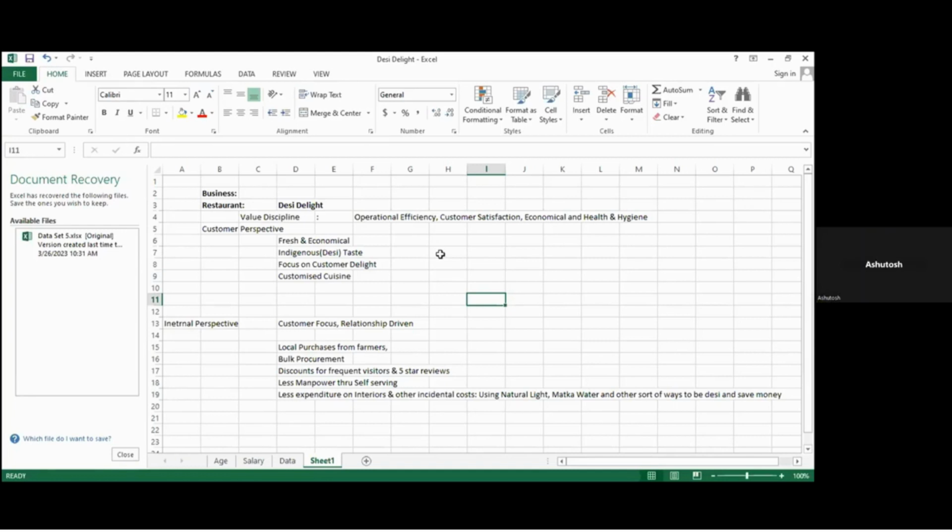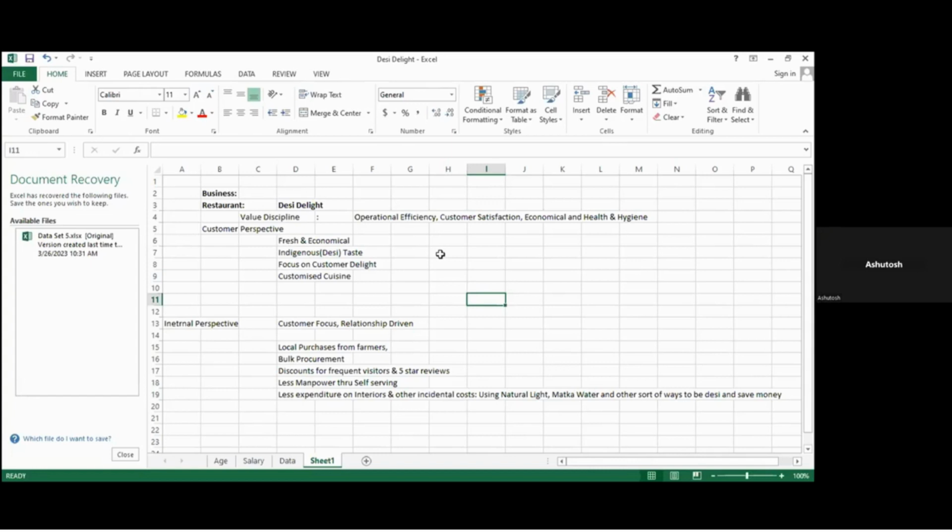Then from an internal perspective, the focus is to deliver this to the customer, which is fresh and indigenous. Focus on the customer is one attribute. To deliver that product, you have to focus internally on what kind of processes. What we are looking at is going for local purchases from farmers. We won't be purchasing from big shops.